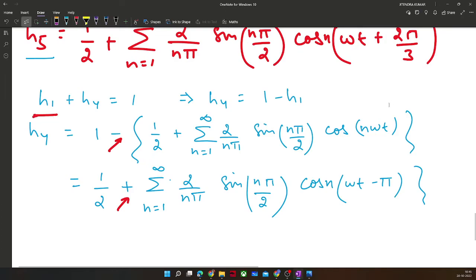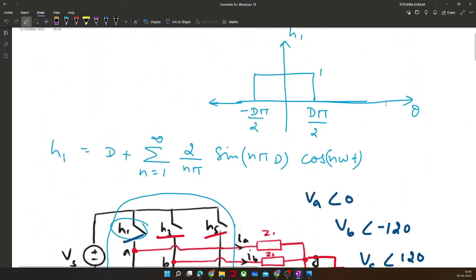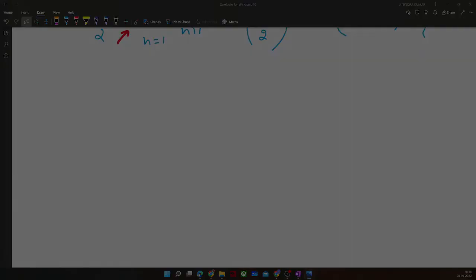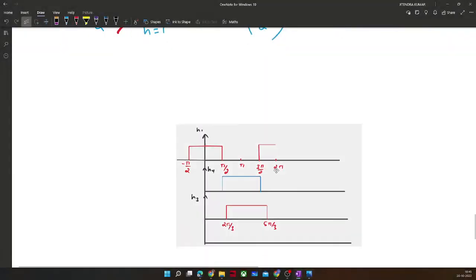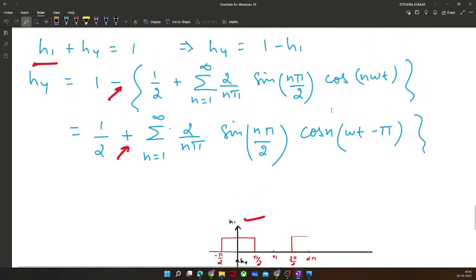Even from signal analysis, you can see here this waveform H4 is shifted by pi from H1. So from H1 also you can directly write H4, but this is the algorithm of H1 plus H4.